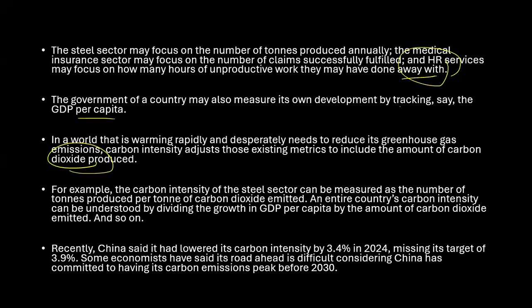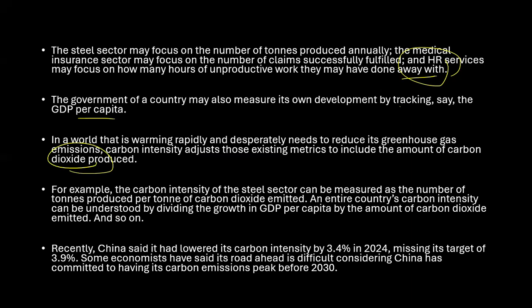An entire country's carbon intensity can be understood by relating the carbon dioxide emitted to the GDP per capita, and so on. So like this, it is easier. It helps us track emissions from industry, service, and the entire country. Different sectors measure it based on the output, like steel production or insurance claims. The government tracks carbon dioxide intensity using GDP per capita income and the emissions.